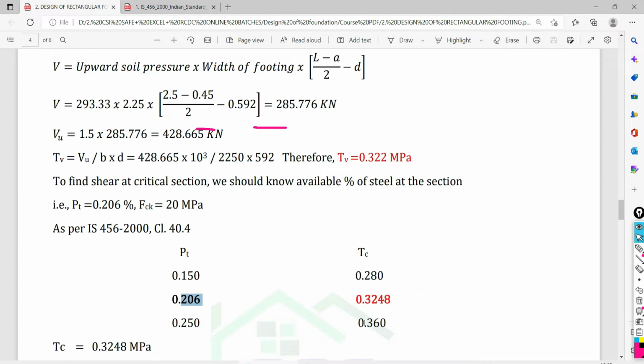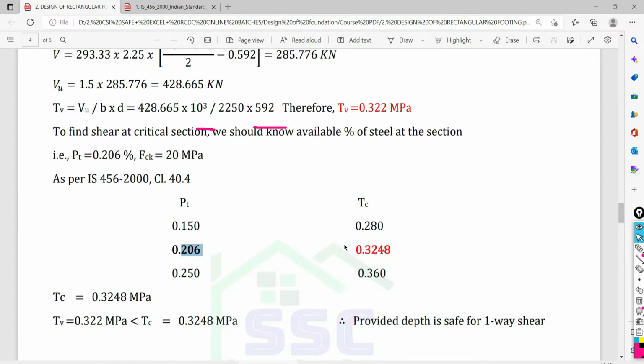If you put all these values here, after performing the linear interpolation, you are getting the critical shear value as 0.3248 Newton per mm square, that is MPa. Now compare your nominal shear with your critical shear.